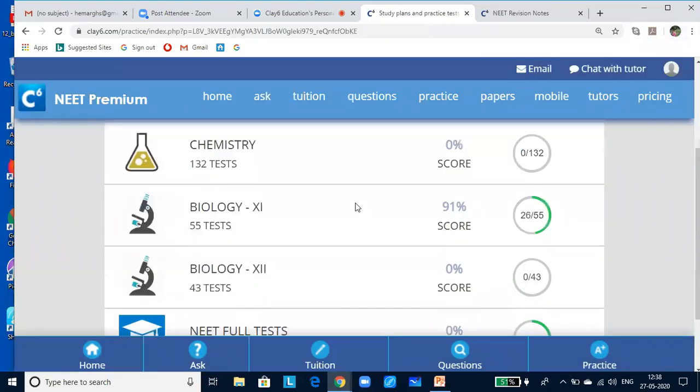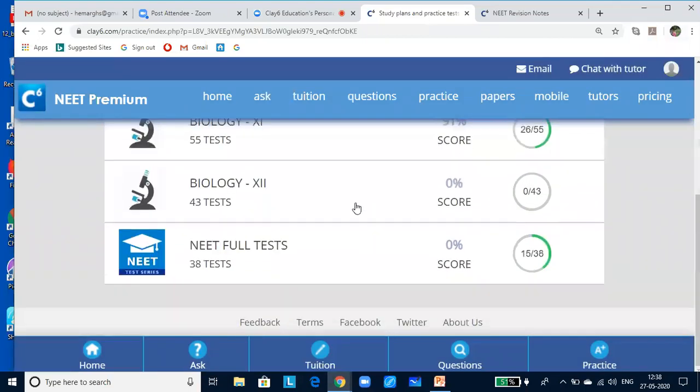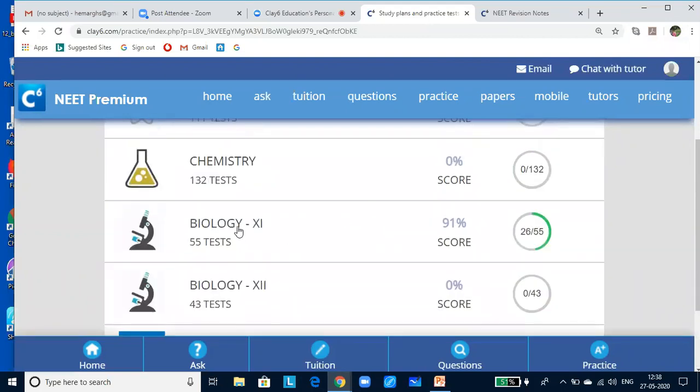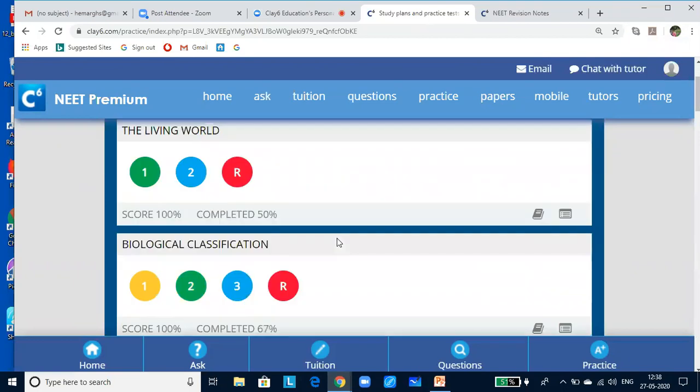Once you click here, you will get tests in physics, chemistry and biology, chapter wise tests and NEET full tests. I'm going to click on Biology 11 since we are doing chapters from that. Now if you look at it, you find a lot of colored bubbles on the page. Each bubble is a test.